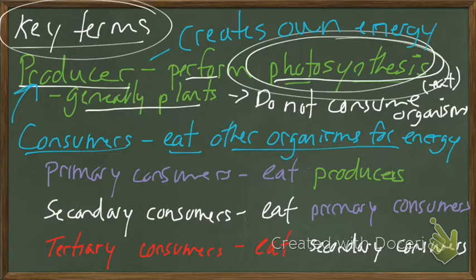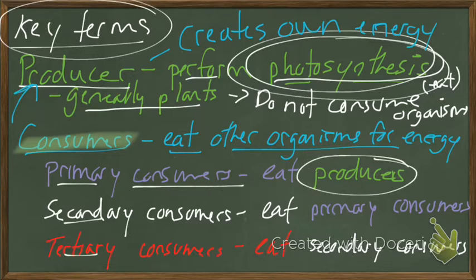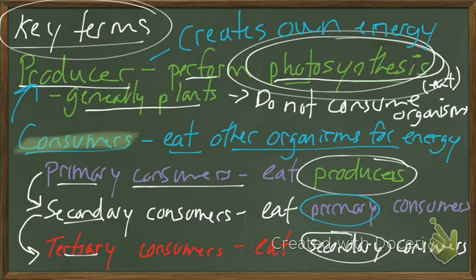All right? Going back to our consumers, there's multiple levels of consumers. Primary, secondary, and tertiary. The primary consumers will eat the producers, okay? The secondary consumers will eat the primary consumers. The tertiary consumers will eat the secondary consumers. Okay, so if we were drawing arrows, that would go there, and that would go there. Remember, the arrow indicates the energy flow. Energy. All right?